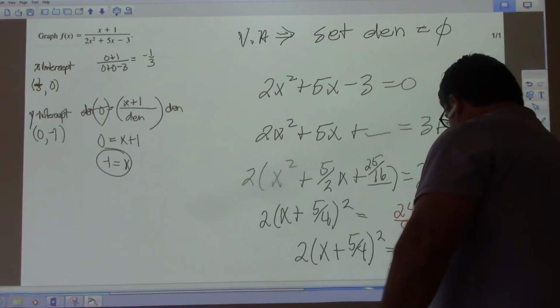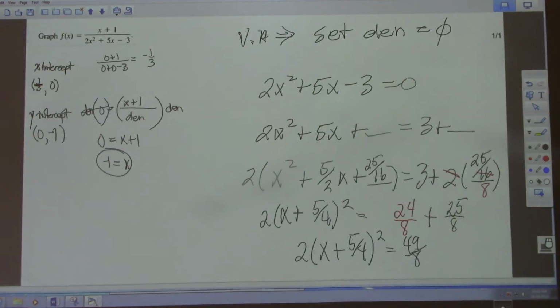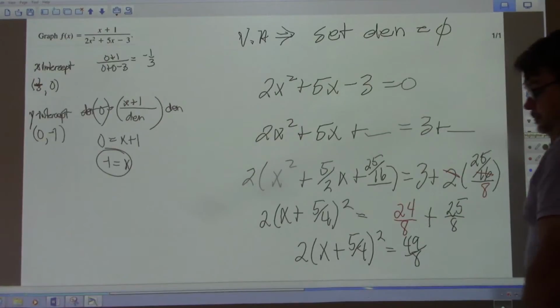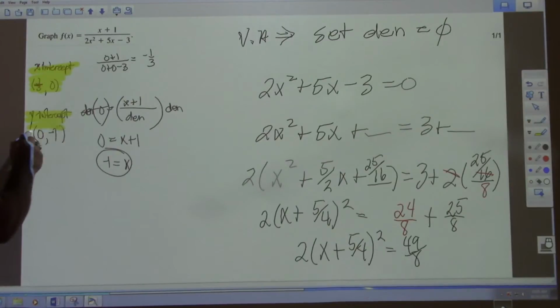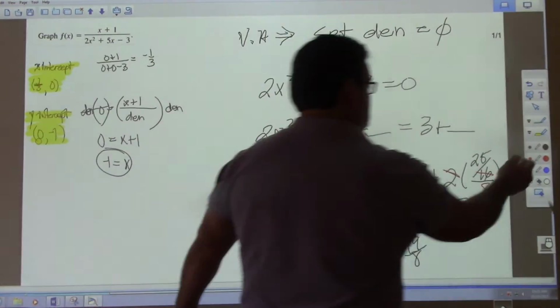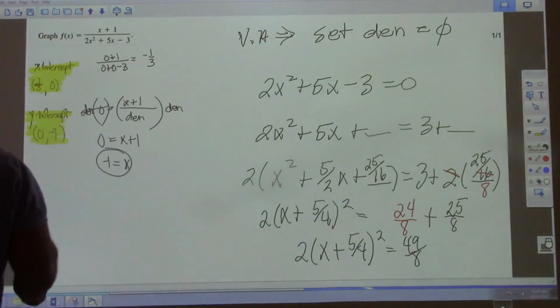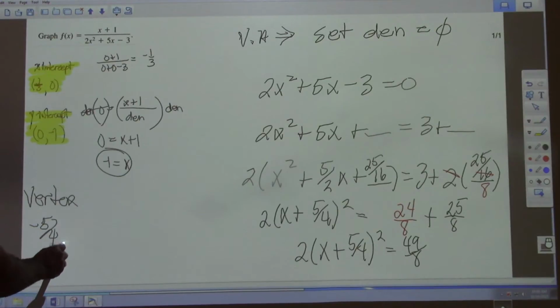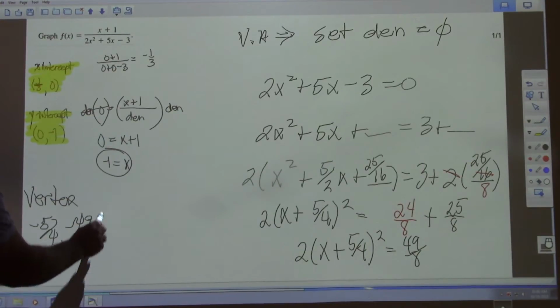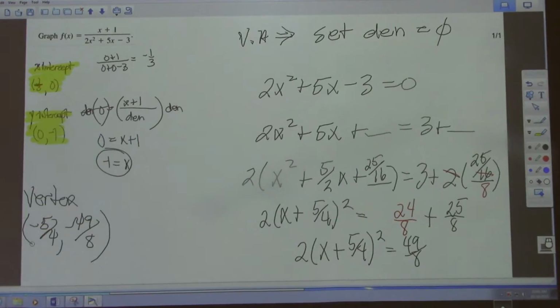What do we know here? That's not rhetorical. I'm asking y'all. Vertex, good. Some of y'all actually remember something. We got the intercepts. Now we can write down the vertex. Vertex is -5 fourths, comma, -49 eighths. So there's your vertex.